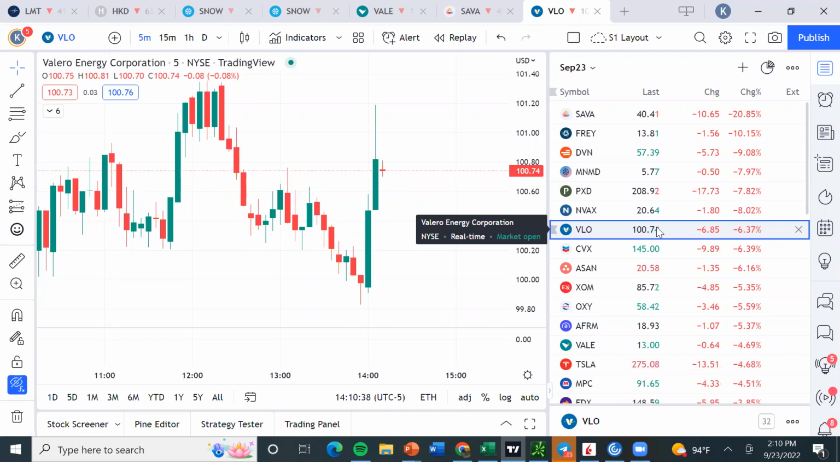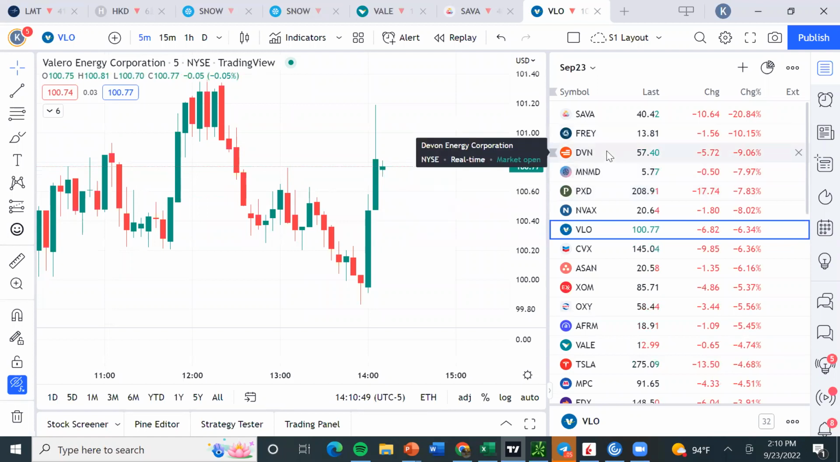So I'm looking at SPY chart. SPY is still looking bullish. So that's why I am still keeping my other 10 contracts.